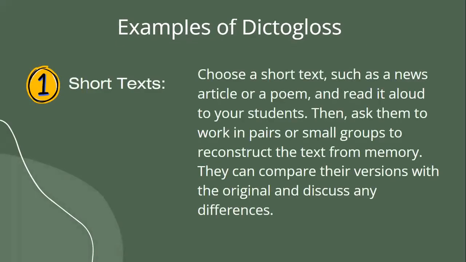Now, there are various examples of Dictogloss, and you must be wondering what those examples are. What type of Dictogloss text or examples can a teacher use for this particular type of activity? First one is short stories. You can choose a short story, such as a news article or a poem, and read it aloud to the students and ask them to work in pairs and groups and reconstruct the text from their memory.